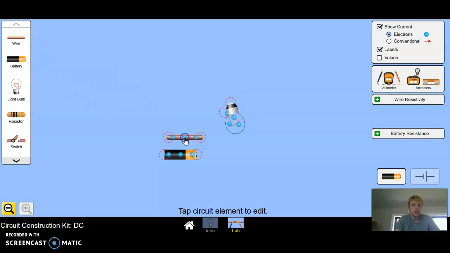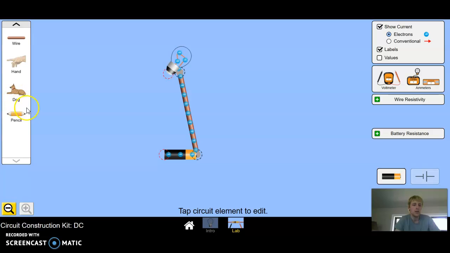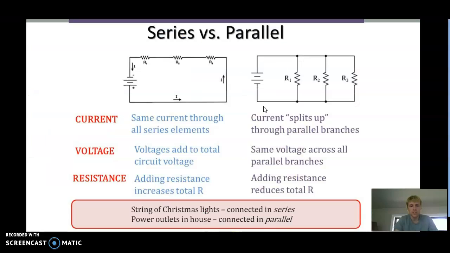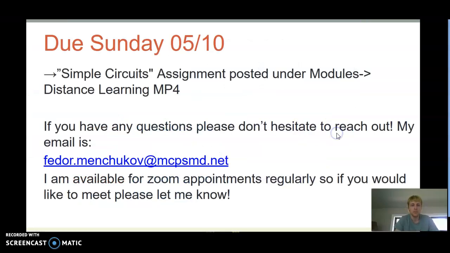It tells you exactly how to work it, but just want to make sure you guys all knew this is what it looks like. This is what you have to play with. All sorts of fun things down here you can connect to your circuit. Some of them work better than others. Maybe don't connect your hand would be my suggestion. At any rate, the directions are all there inside the assignment.